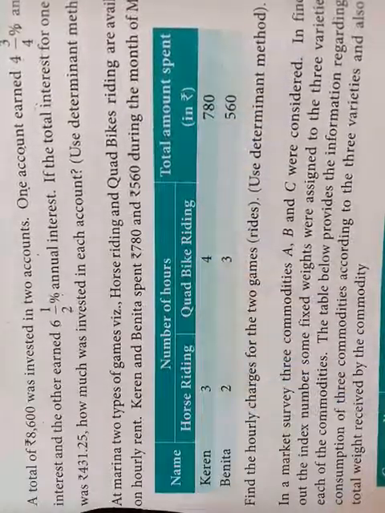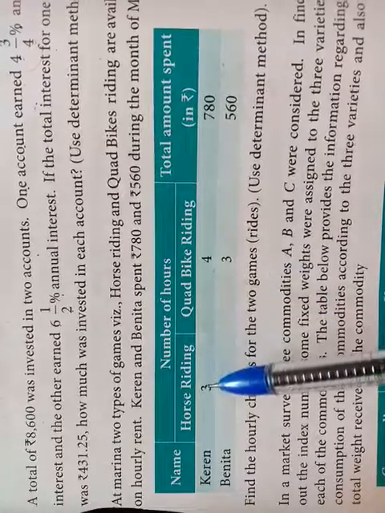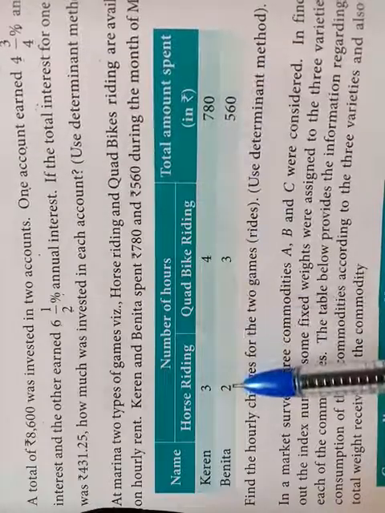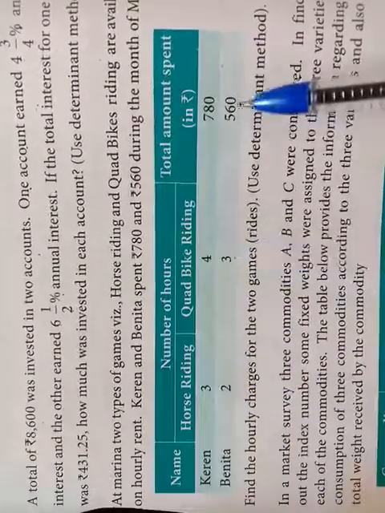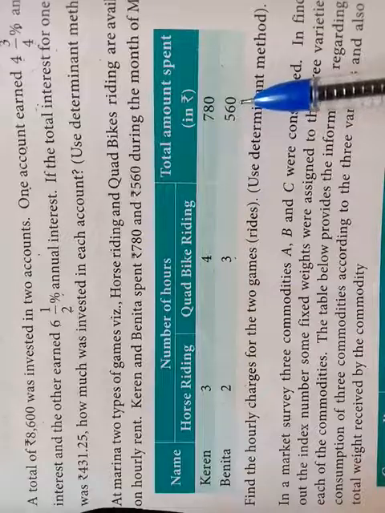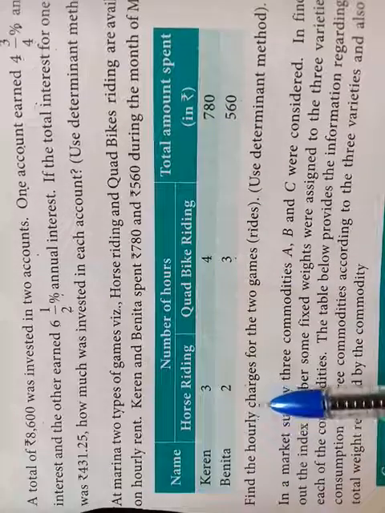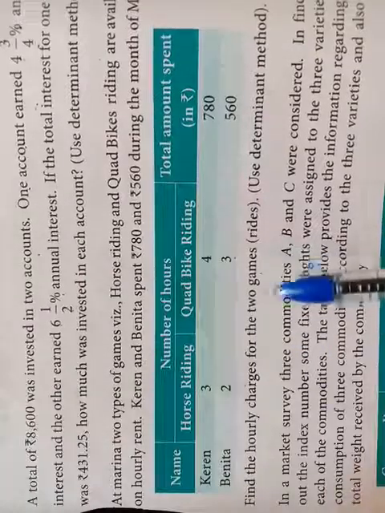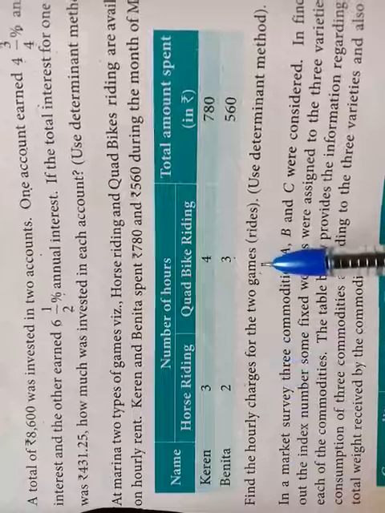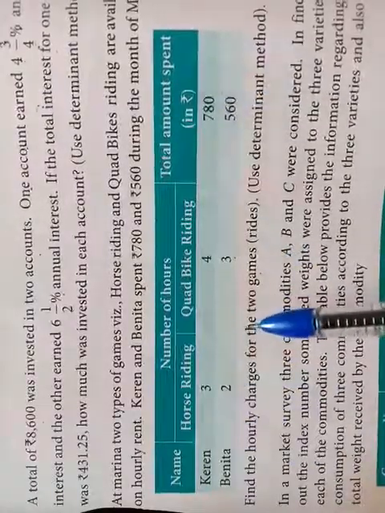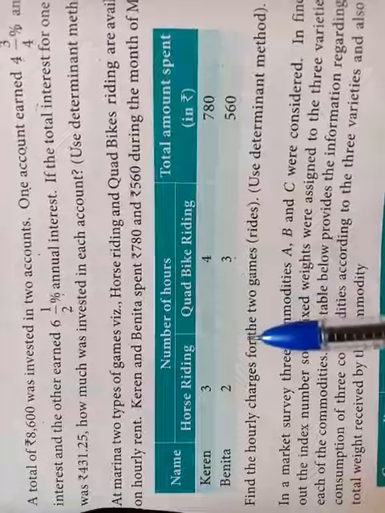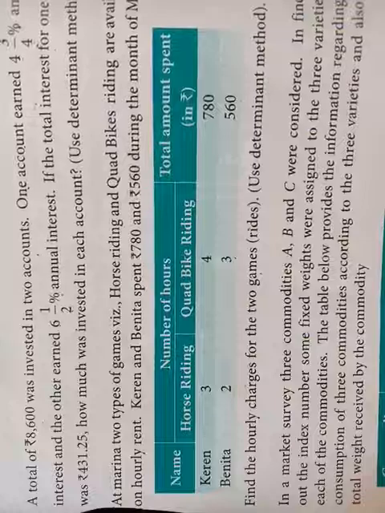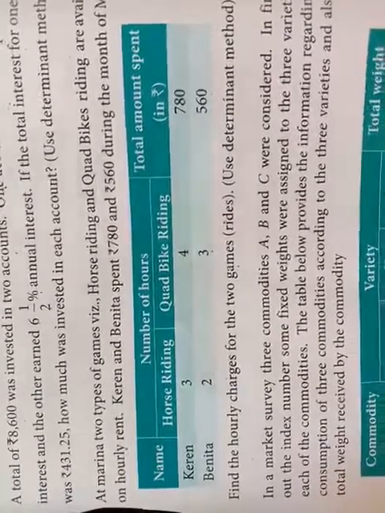Very simply we can form the equations: 3x plus 4y equal to 780, first equation. Second one is 2x plus 3y equal to 560. Here they are asking to find the hourly charges for the two games. That's why we write let x, y be the hourly charge for the two games. From del, del x, del y we can calculate the x value and y value. This is for a 2 by 2 matrix. Next I am going to explain the 3 by 3 matrix.